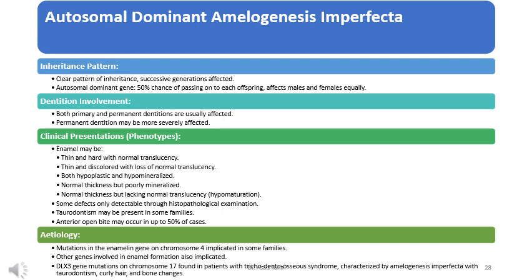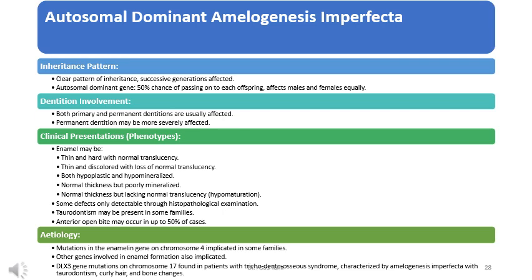Clinical presentations, phenotypes. Enamel may be thin and hard with normal translucency. Thin and discolored with loss of normal translucency. Both hypoplastic and hypomineralized. Normal thickness, but poorly mineralized. Normal thickness, but lacking normal translucency, hypomaturation. Some defects are only detectable through histopathological examination. Taurodontism may be present in some families. Anterior open bite may occur in up to 50% of cases.